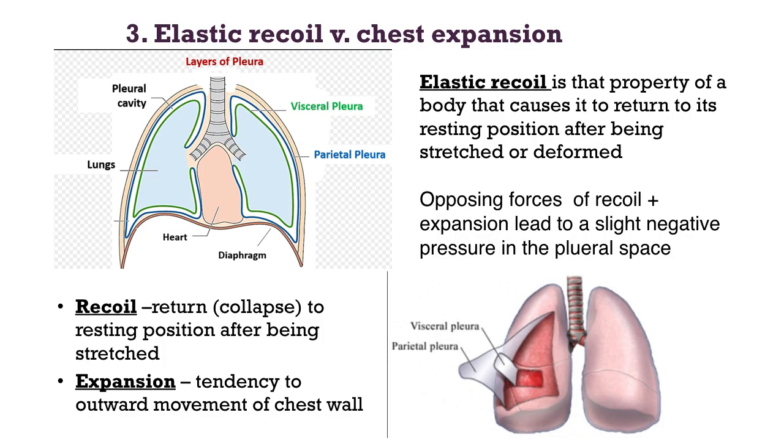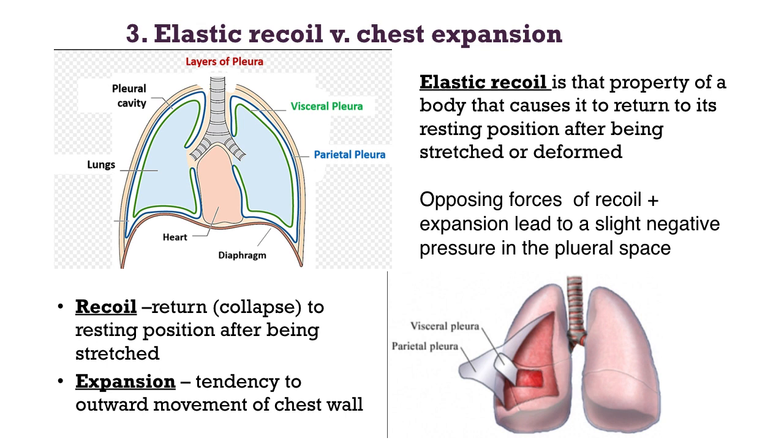And then coming down to the fact of elastic recoil. So not only does it need to be able to expand, but it needs to recoil and come back into place. So recoil is the return or the collapse back to the resting position after it's been stretched. And expansion is obviously the tendency towards outward movement. So elastic recoil is the ability to come back into its natural position after it's been stretched or deformed, which is essentially what we're doing when we're taking deep breaths: we're stretching and deforming our lungs, and then it is recoiling back into a normal position.